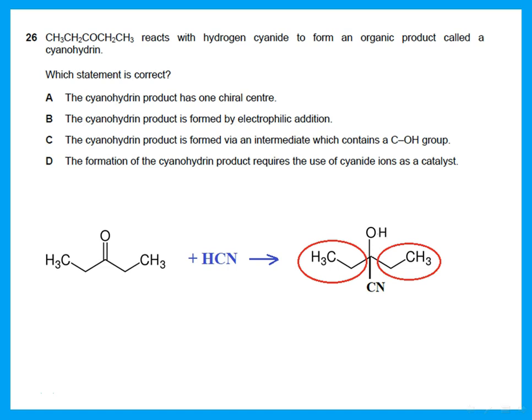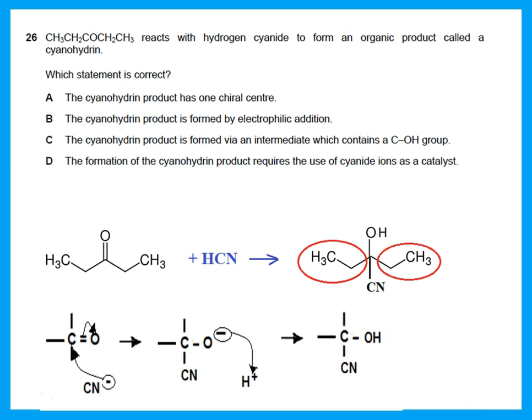Then the other statement says the cyanohydrin product is formed by electrophilic addition. No, you should realize that this kind of reaction is nucleophilic addition, where the cyanide attacks the slightly positive carbon and the electrons from the double bond go to the O minus. This is nucleophilic addition. The cyanohydrin product is formed via an intermediate that contains COH. No, our intermediate has CCN. The formation of cyanohydrin product requires the use of a cyanide ion as catalyst. Well, yes, that is actually correct. So that is my answer.